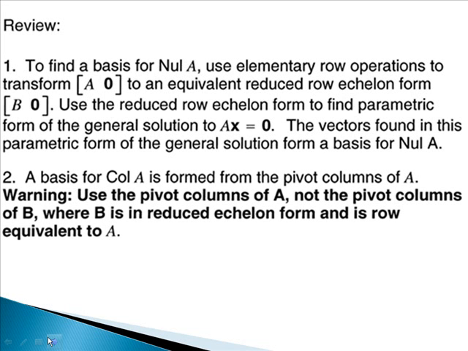Number 2, a basis for the column space of A is formed from the pivot columns of A. And just like I was warning you in the previous example, it's important that you use the pivot columns of A, not the pivot columns of B, where B was the reduced echelon form that's row equivalent to A.